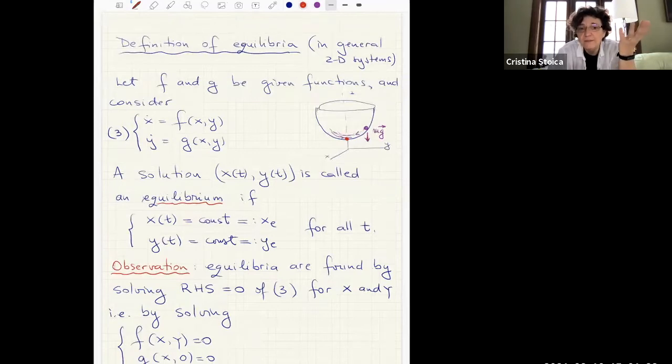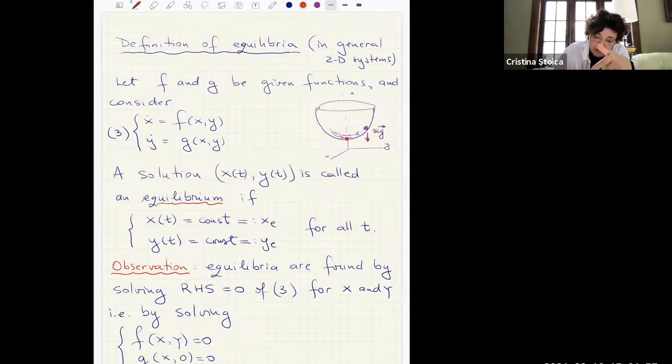It won't move for all times. So if I'm extrapolating from this example, an equilibrium for an ordinary differential equation system, or an ordinary differential equation in any kind of space, will be that solution in which everything is frozen. It just stays there, it doesn't go anywhere. So for this formalism in system 3, an equilibrium is a solution x of t, y of t, for which x of t is a constant and y of t is a constant. Doesn't go anywhere.